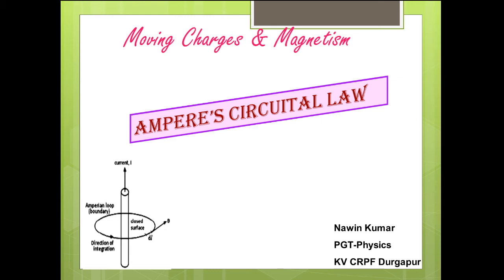In our earlier class we have discussed Biot-Savart law and its application to find the magnetic field due to a current carrying circular loop. Now let us in this class have a discussion on Ampere's circuital law. Ampere's circuital law is an alternative way in which Biot-Savart law may be expressed.